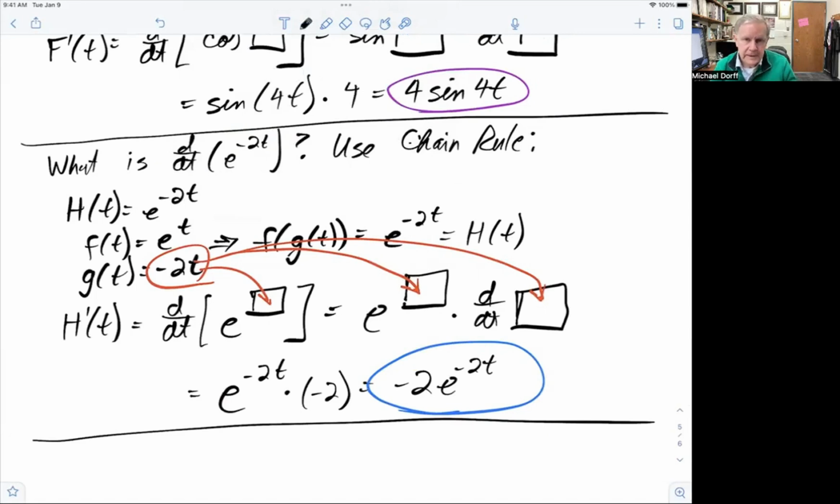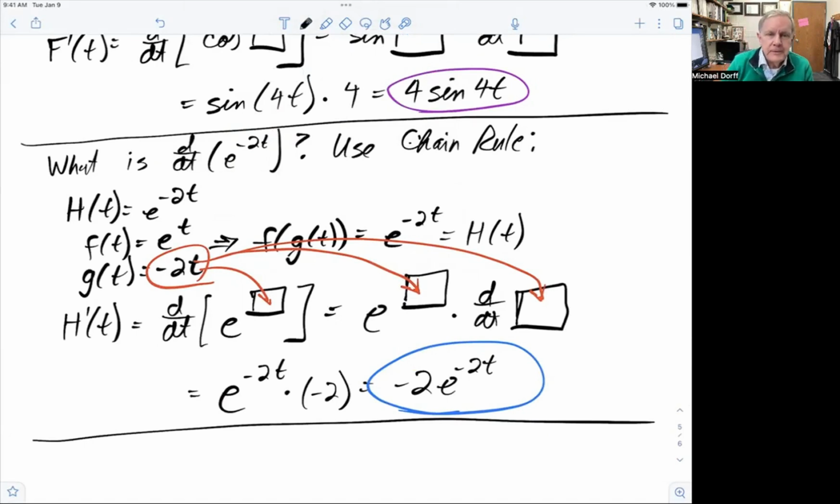Some of you have noticed here that whenever I take the derivative of e to some function, no matter what the exponent is, the derivative is always going to be the derivative of the exponent times e to the original function. So in this one, I have e to the negative 2t. I look at the exponent, negative 2t, I take its derivative, I get negative 2. So then I say the derivative is negative 2 times e to the negative 2t.